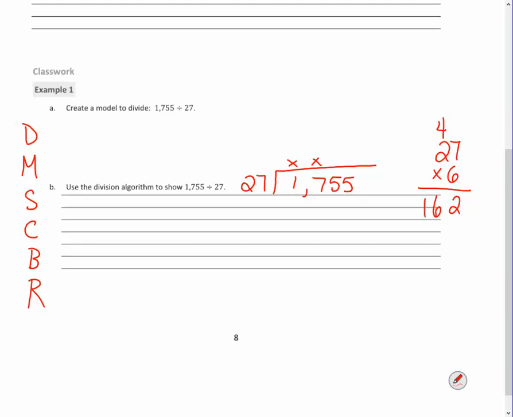Now if I would have said 7, for example, 27 times 7, right? 7 times 7 is 49. 7 times 2 is 14. 14 plus 4 is 18. 189 would be too high because that's bigger than 175.